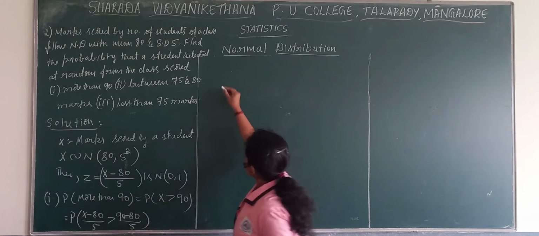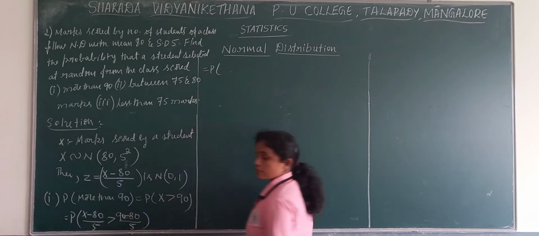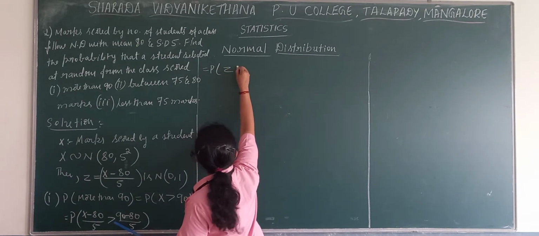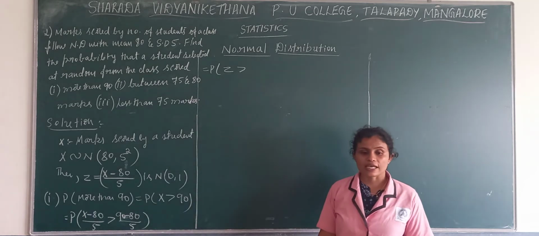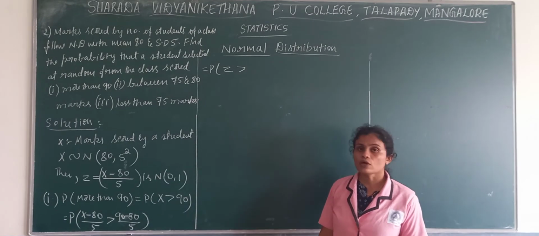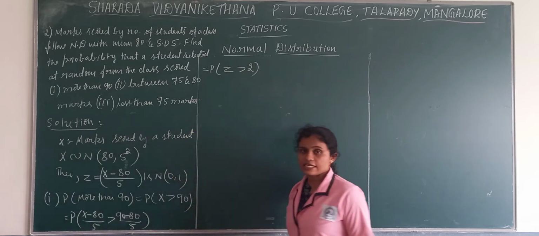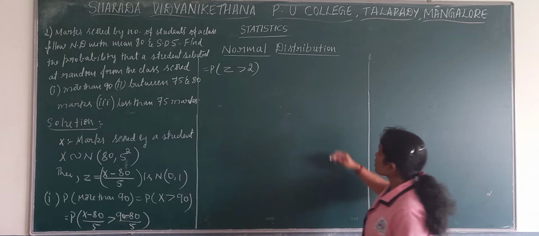Now this is equal to the standard normal variate: Z is greater than, calculating 90 minus 80 by 5, we get 2. Z is greater than 2. Now locate this particular value in the graph.